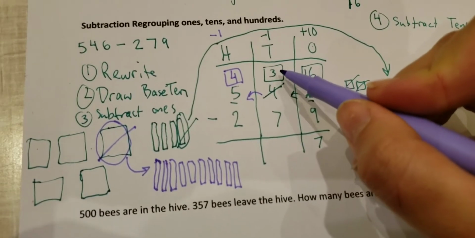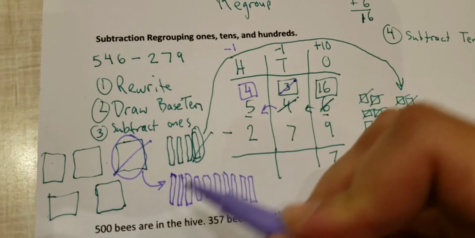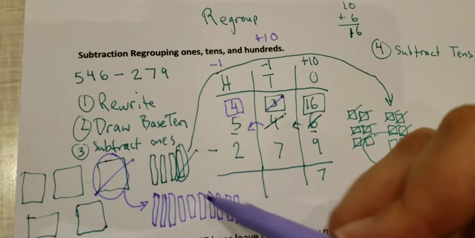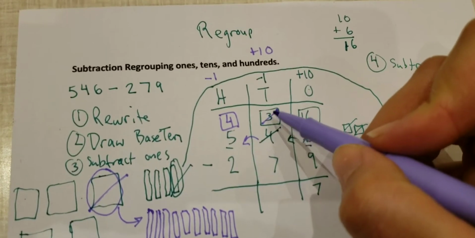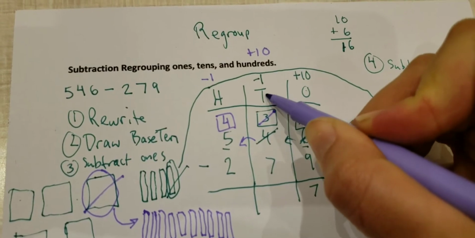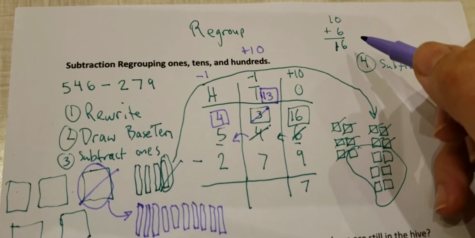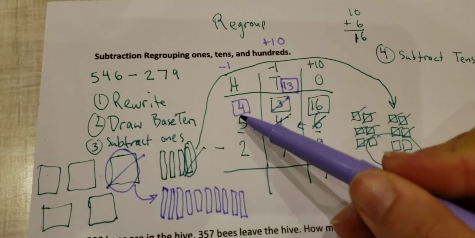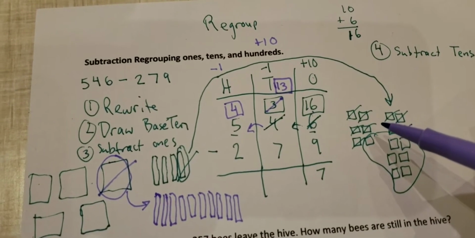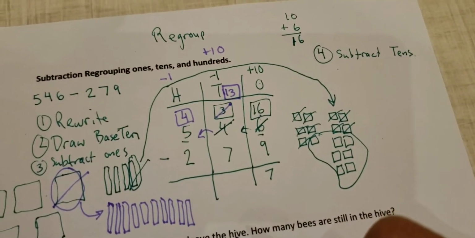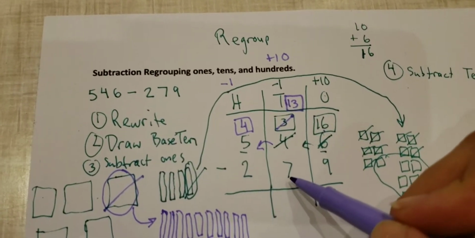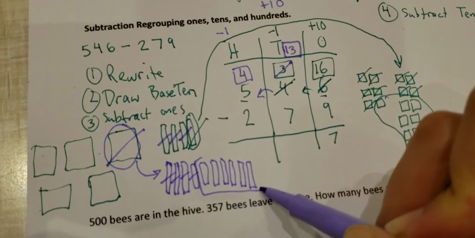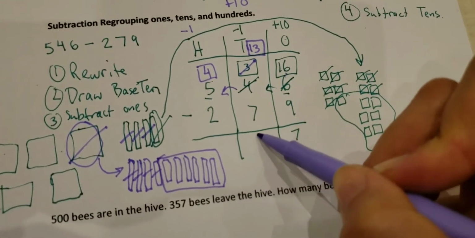Okay, we no longer have just 3 tens. We added 10 more tens. Okay, so 10 plus 3 more makes 13. Okay, so what's in the green over here is showing the regrouping once. The purple shows us regrouping a second time. So now we're ready to subtract the tens. 13 minus 7. Well, we need to take away 7. 1, 2, 3, 4, 5, 6, 7. And that leaves us with 1, 2, 3, 4, 5, 6.